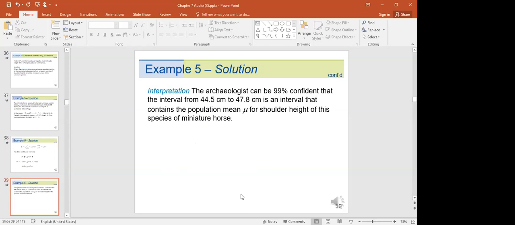So the archaeologists can be 99% confident that the interval 44.5 to 47.8 is an interval that contains the population mean for shoulder height of this species of miniature horse. That's the meaning of a confidence interval.